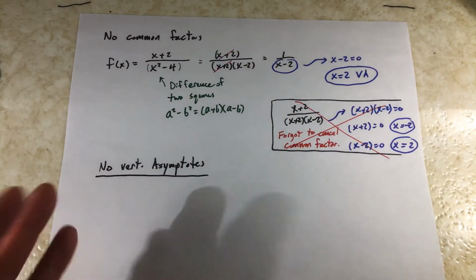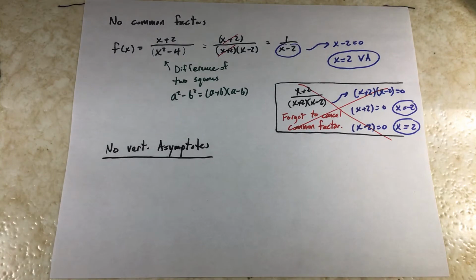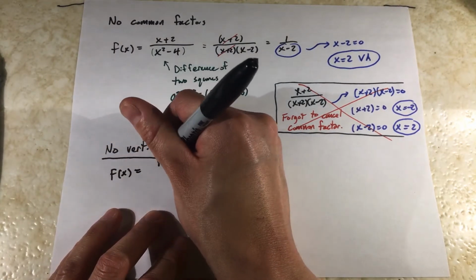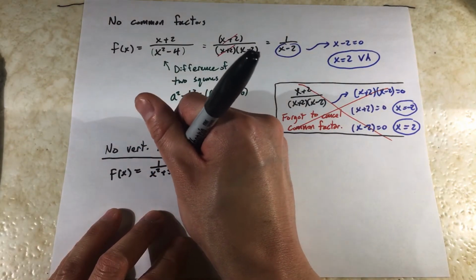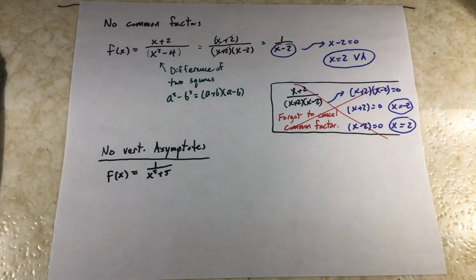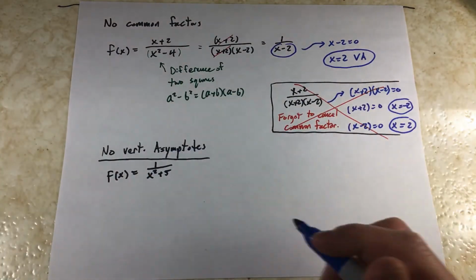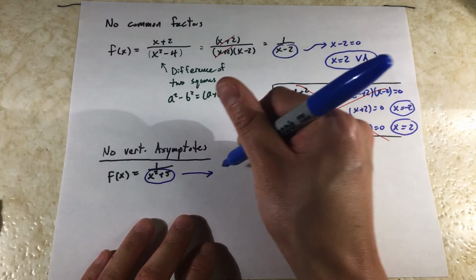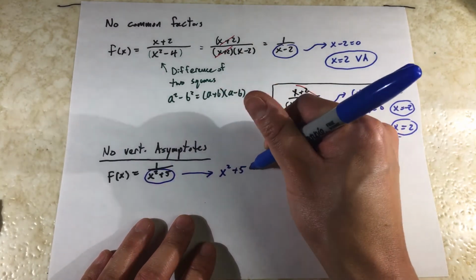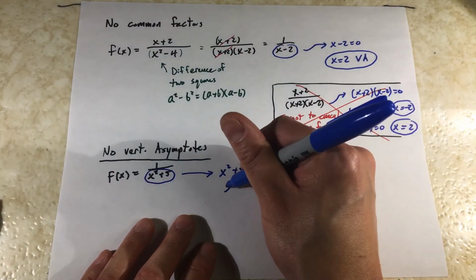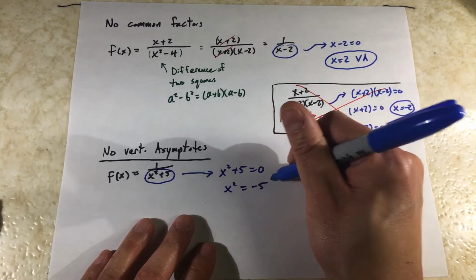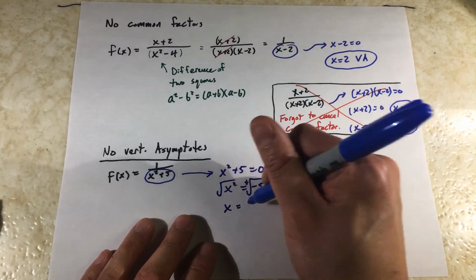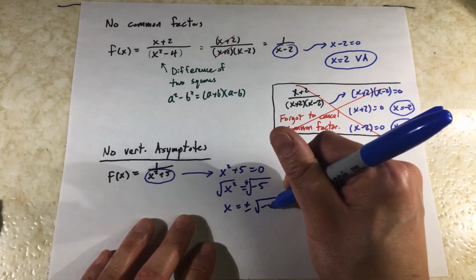All right, so it's possible that there are no vertical asymptotes. So let's say that we have something like this: f of x equals 1 over x squared plus 5. Again, you might just say, let's take the denominator. We can't cancel out any common factors. Let's set the denominator equal to 0. x squared plus 5 is equal to 0. We subtract the 5, we get negative 5. Square root both sides, we get x is equal to plus or minus square root of negative 5.